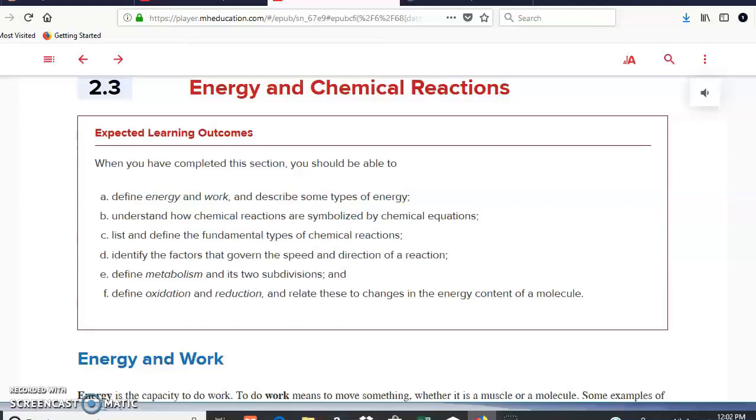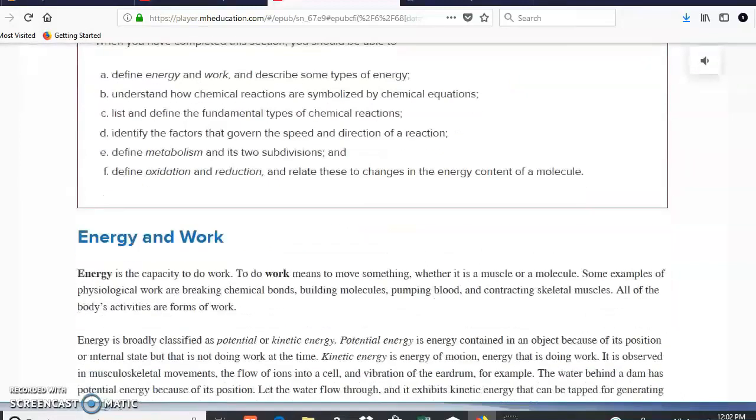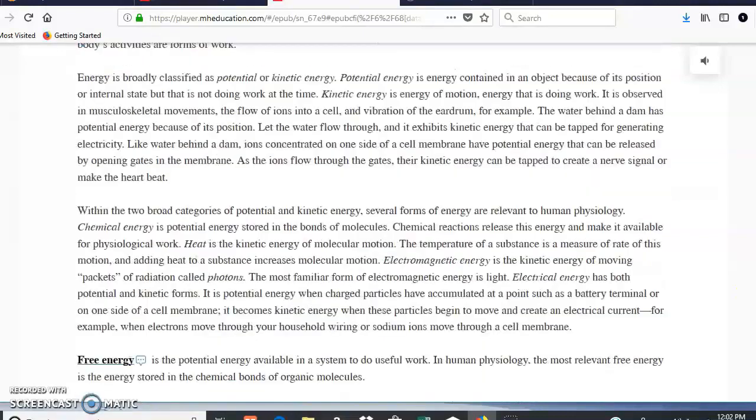Okay, the next topic is energy and chemical reactions. As you can see in there, we have energy and work. Energy is the capacity to do work, and work means moving something, such as, for example, a molecule or muscle. There are different kinds of energy. We have potential energy, kinetic energy, chemical energy. Chemical energy is the energy stored in food. For example, glucose, carbon, hydrogen, and oxygen are connected using bonds, and that's going to be chemical energy.